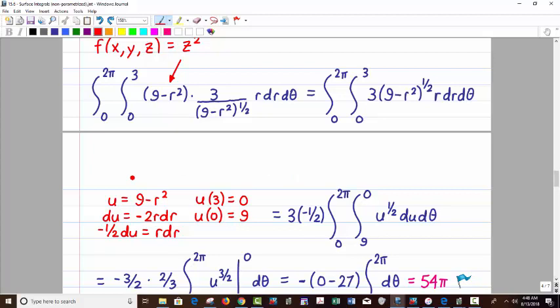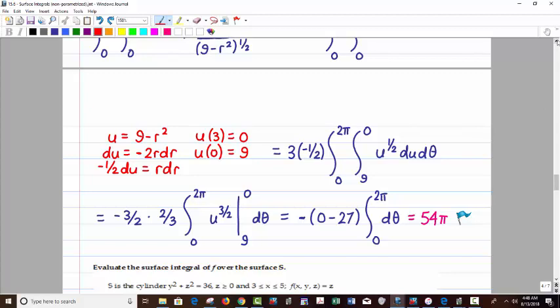So let's come down here and do a basic U substitution. Let u equals 9 minus r squared. Du would be negative 2r dr. Negative 1/2 du equals r dr. U of 3 equals 0. U of 0 equals 9. Alrighty. So the negative 1/2 comes out here with that 3. I'm going 0 to 2 pi. Now I'm going 0 to 9.